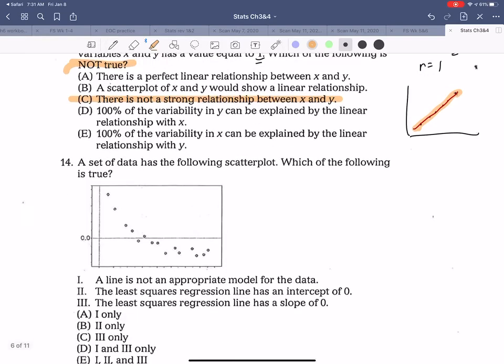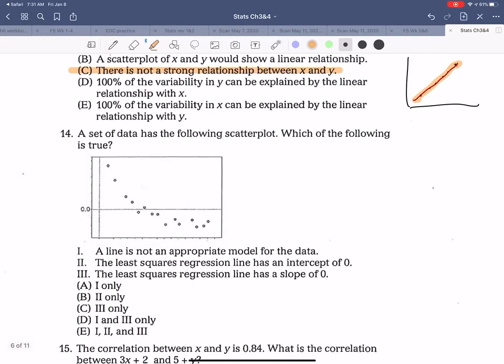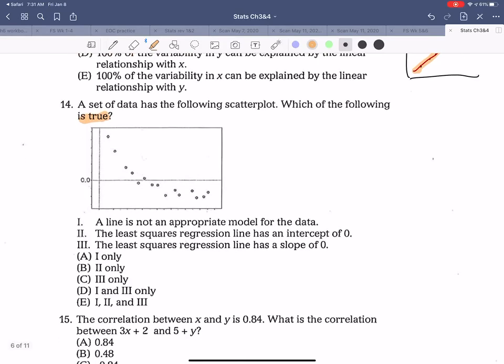Okay. Looking at our data here, it says the set of data has the following scatter plot. What is true? So as we look at the data, it says a line is not an appropriate model. So we notice here, it does seem to make a smile. So I like 1. So I don't like B and C.